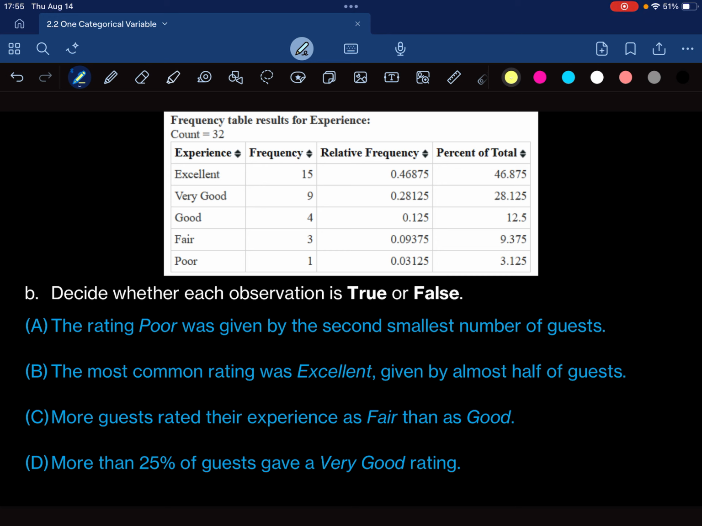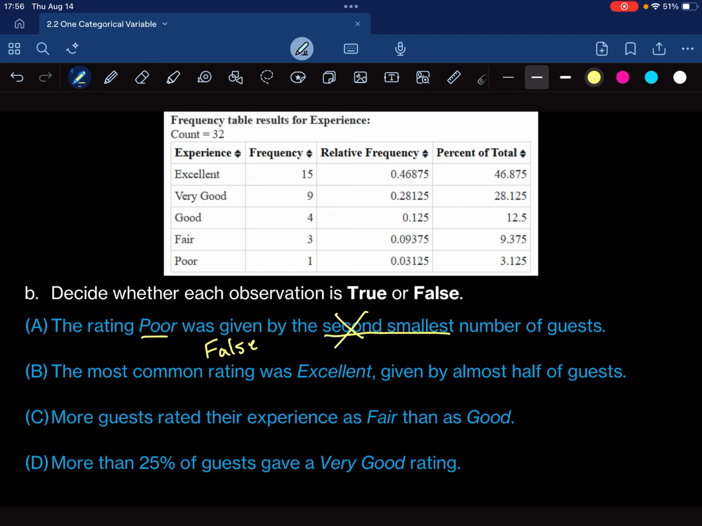What I've done is I said decide whether each observation is true or false, and I've given you that table one more time so you can see what's going on. The first one says the rating poor was given by the second smallest number of guests. Well, if I go up and look, we're talking about this frequency column. If I see the frequency of poor, there's only one person who said that their overall experience was poor. That is, in fact, the smallest, not the second smallest number of guests. So this is going to be a false observation.